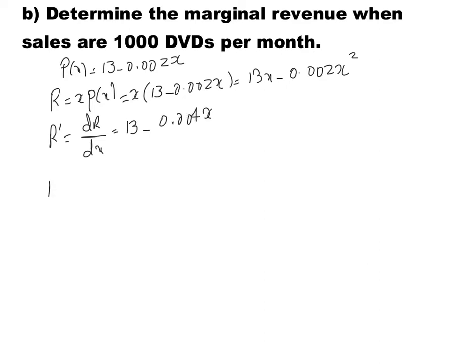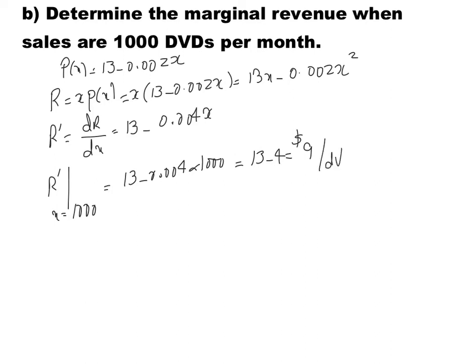Now R prime at x equal to 1,000 is 13 minus 0.004 times 1,000, which is going to give us 13 minus 4, which is $9 per DVD. This means that when you sell 1,000 DVDs per month, the revenue is $9 per DVD.